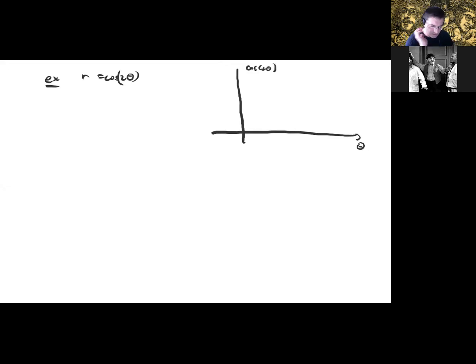So what happens when theta is 0? Let me delineate it this way. So 0, pi over 4, pi over 2, 3 pi over 4, pi. Let me erase a little bit here because I need more space. Then it's 5 pi over 4, 6 pi over 4, which is 3 pi over 2, 7 pi over 4, and then 2 pi eventually, which I can't even put in the picture.